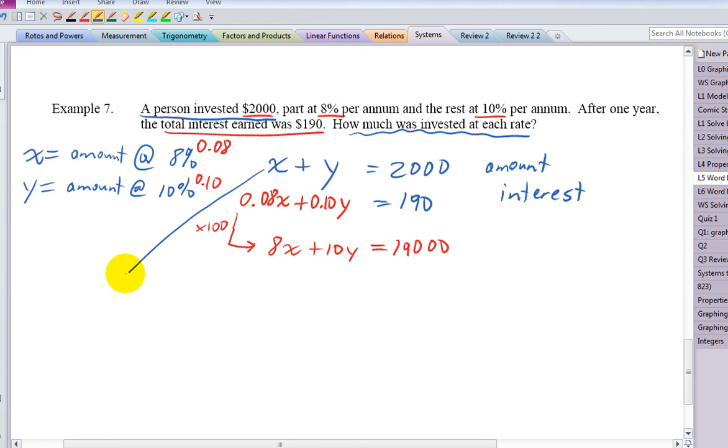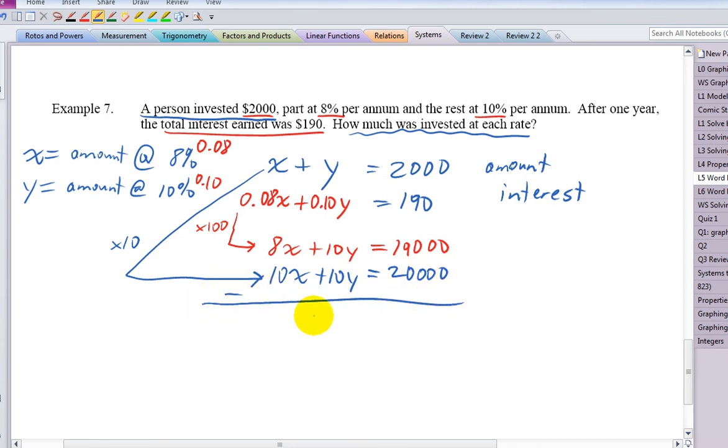What should we do with the first equation so that we can eliminate? Times it by 10 or 8? Are you guys confused? What should it be? Who says 8? Who says 10? Does it matter? No. Both of them will work. Choose one of them. Hammond said 10, so I'm going to go 10. 10x plus 10y equals 20000, one more 0.